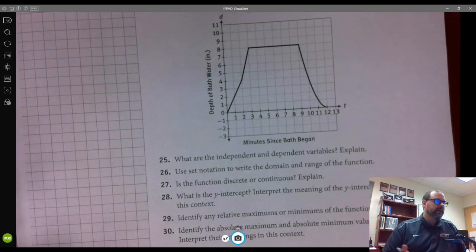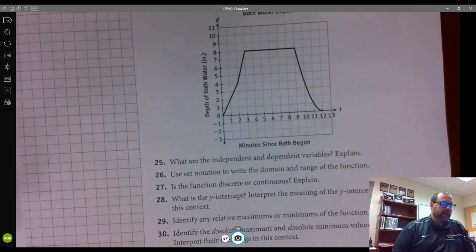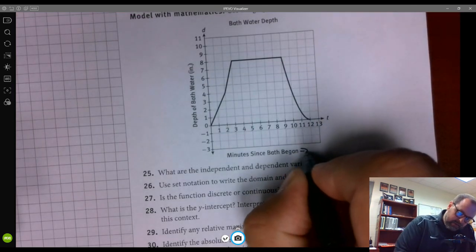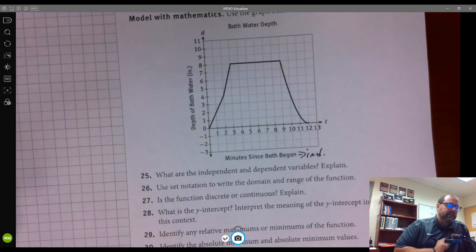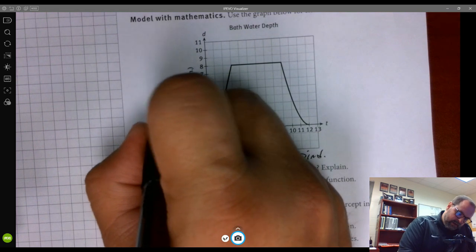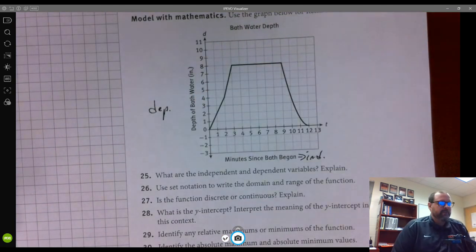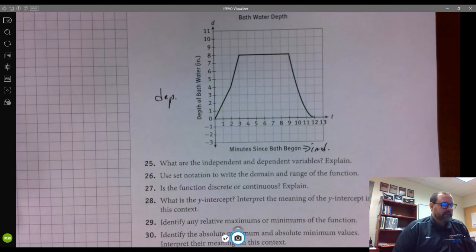So the reason we need to know what they ask, what's the independent and what's the dependent variables? I'm just going to label. The independent is always my x's. The minutes since the bath began. The dependent is the depth of the bath water. Okay? All right, now let's write domain and range.